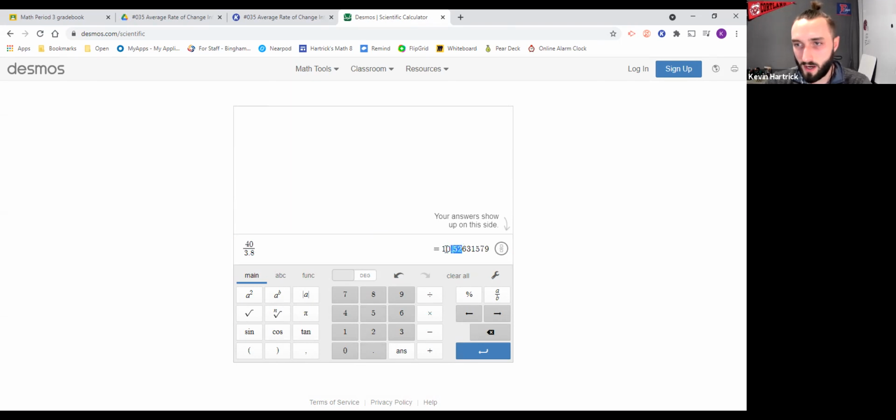So let's round to the nearest hundredth, which means I have to look at the thousandths place. That's the one next to the hundredths, to the right. This 6 tells me I need to bump up, so that 2 becomes a 3. So I've got 10.53.